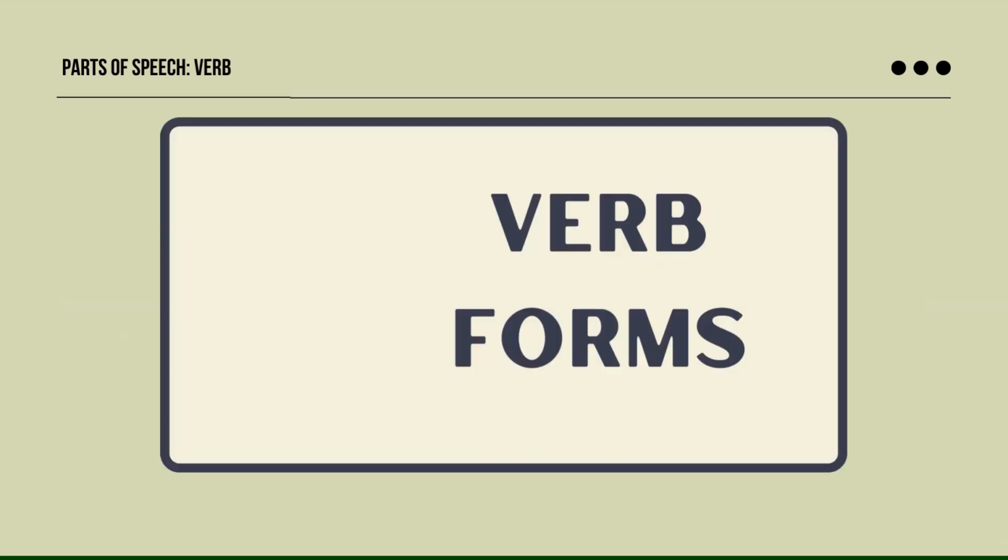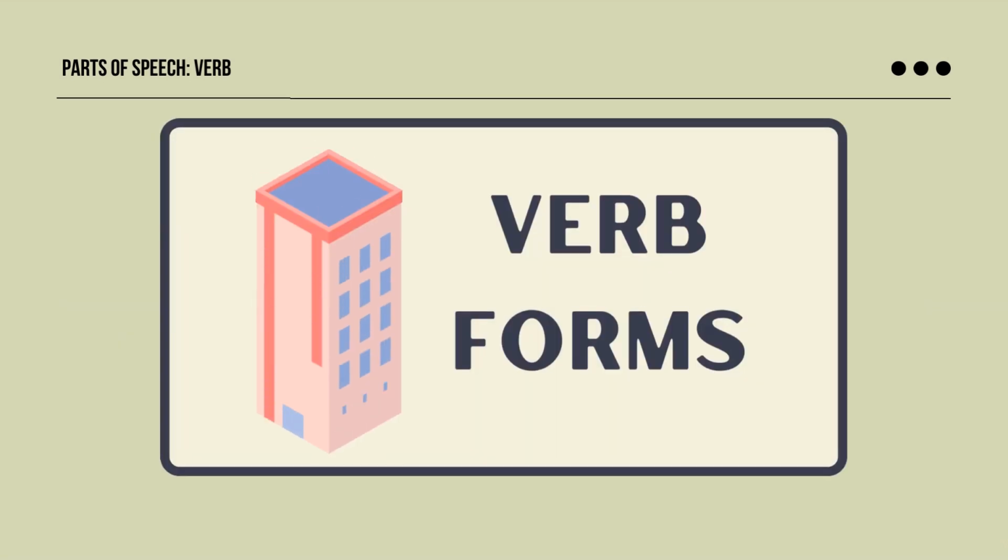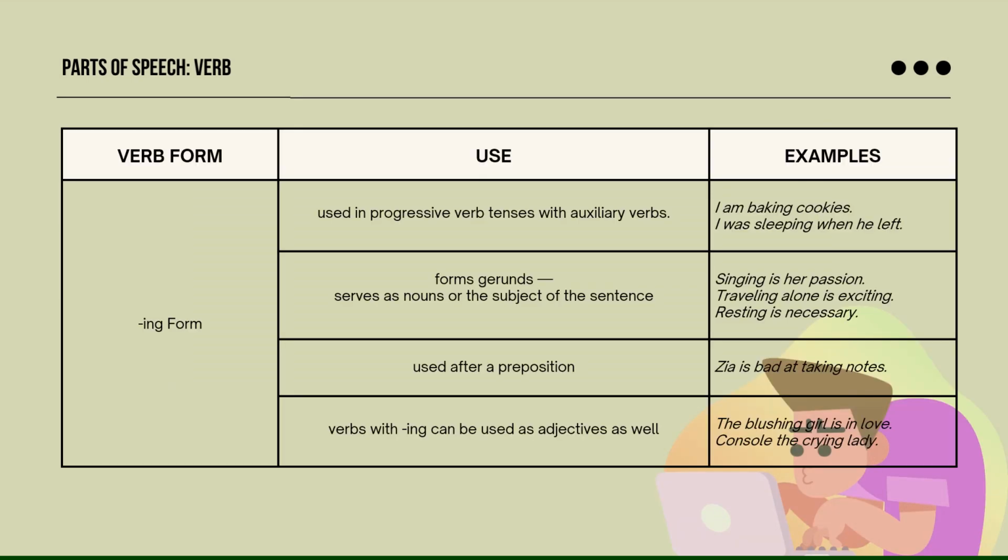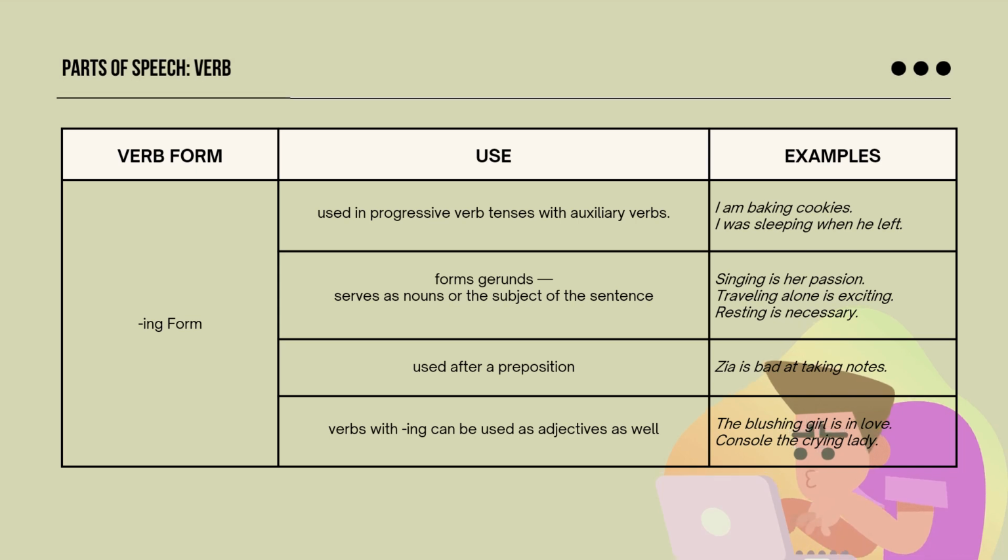Moving on to the verb forms. For each verb form, there are several uses. Let's start with the first verb form, which is the -ing form. It is used in progressive verb tenses with auxiliary verbs, or the helping verbs. Examples are: I am baking cookies. I was sleeping when he left.